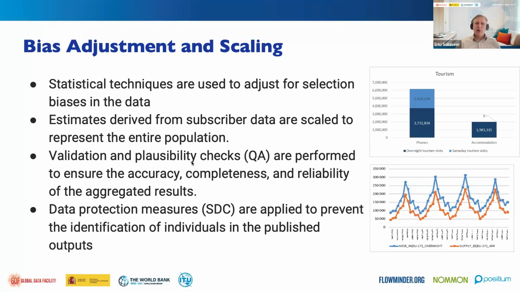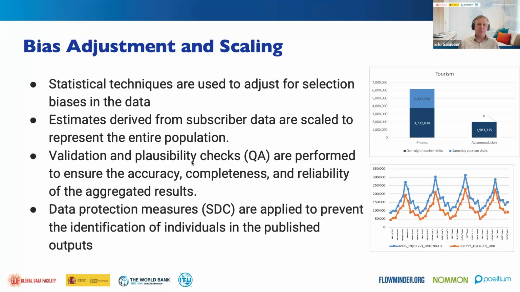And in this stage also, if you do this bias adjustment, then the output data quality assurance has to be performed to ensure the accuracy, completeness, and reliability of the data. An important factor here is also that data protection measures like statistical disclosure control also have to apply, especially when you go to a very small granular level in space and time with your data.